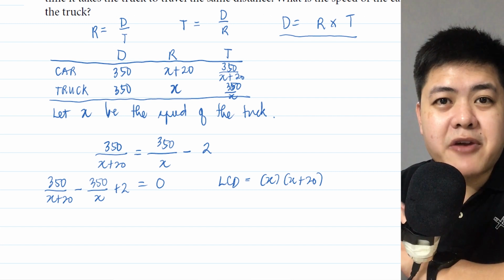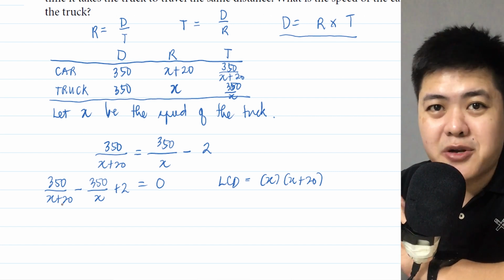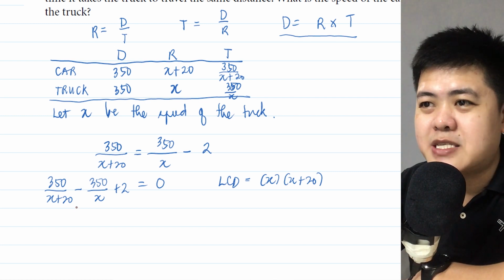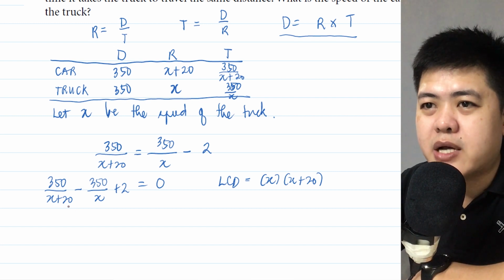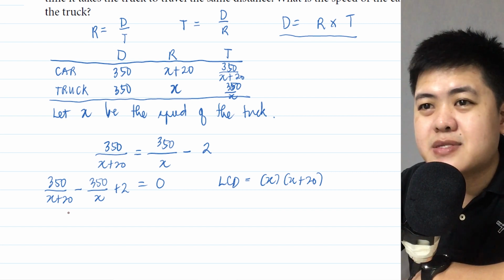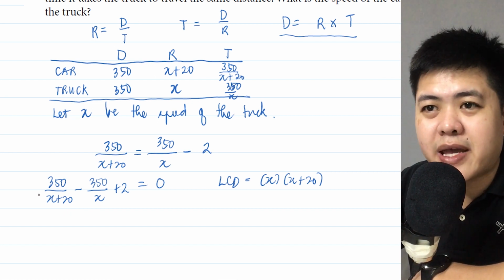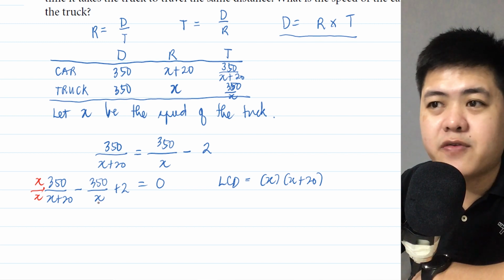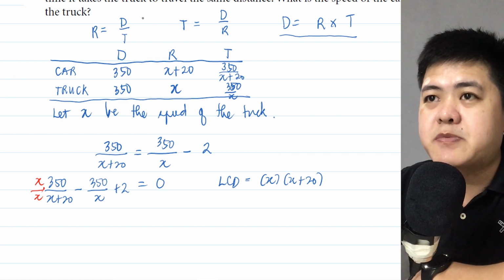Una, ginagawa ko muna similar fractions lahat ng terms kasi para mas madaling mag-add ng similar fractions. So, ang iniisip ko na lang, since itong kabila, kulang to ng x sa ilalim, tama, sa denominator. So, mangyayari to, multiply ko to sa x times x. Yan. Itong kabila naman, yung 350 over x, kulang naman siya ng x plus 20.